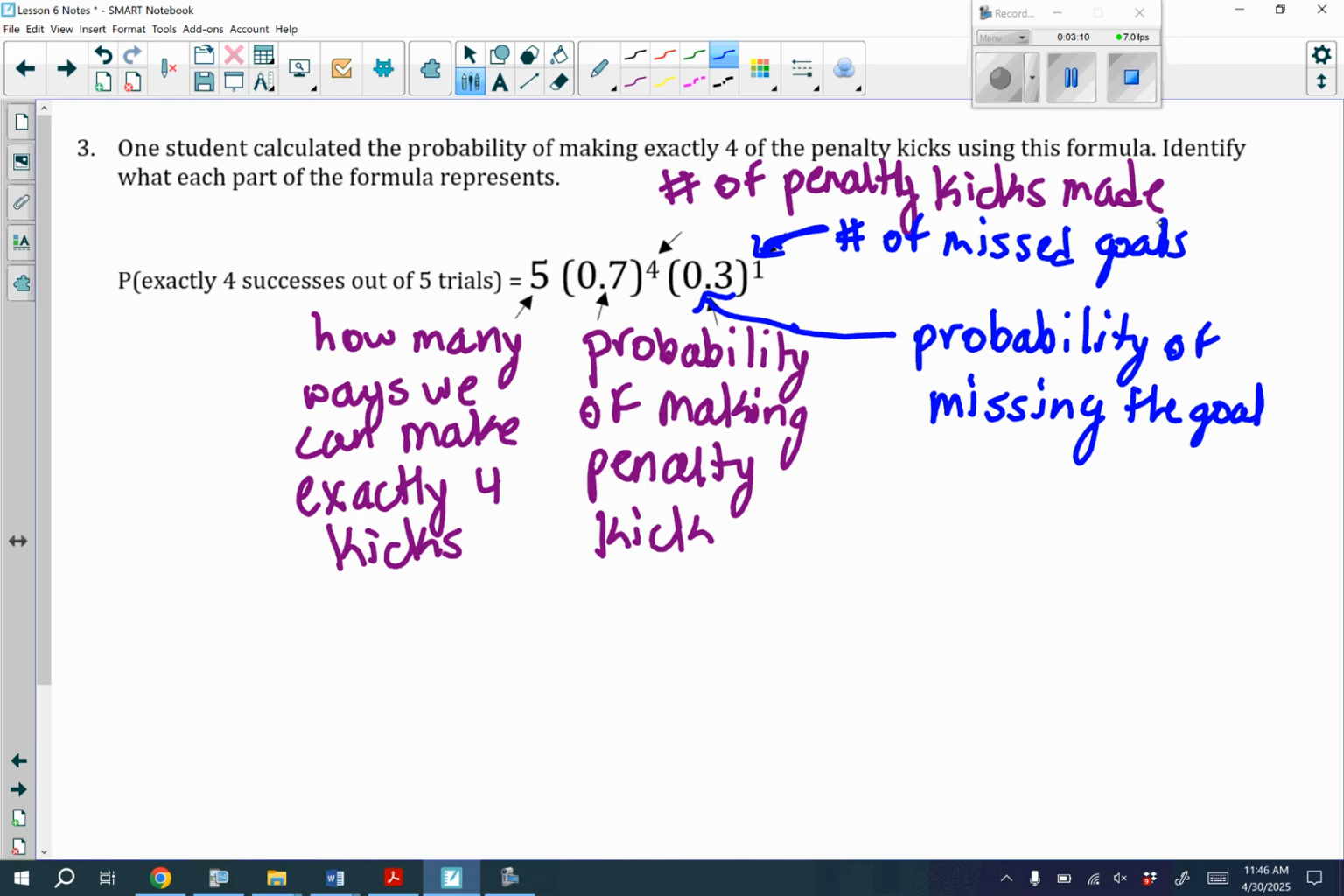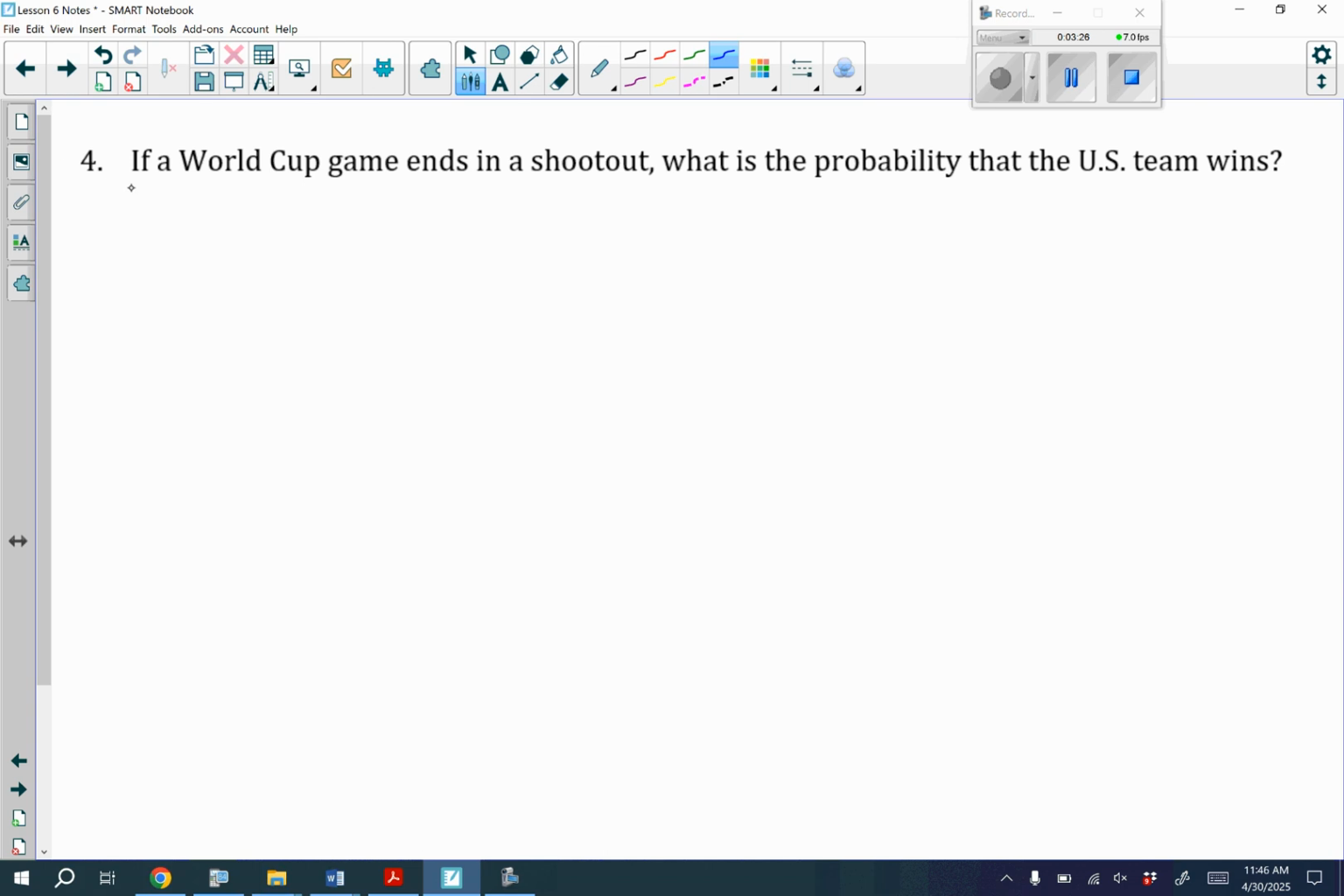Okay, now in our last problem, what we're going to do is figure out the probability that the U.S. team wins. So remember, what this means is that they either make all 5 penalty kicks or they make 4 out of the 5 penalty kicks. So with number 4, as stated, if a World Cup ends in a shootout, what's the probability that the U.S. team wins? Now I want you guys to pause the video and try this one on your own.